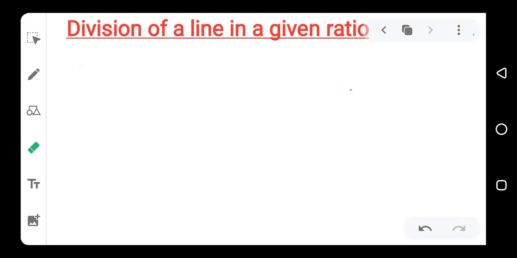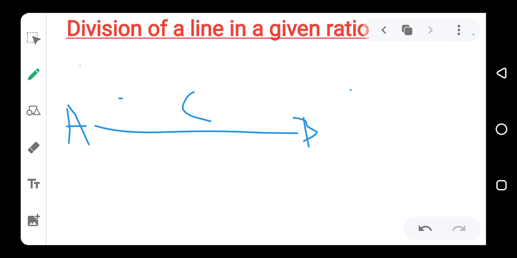In midpoint, if C is the midpoint of this line, then it will divide this line into two equal halves. That means that if this side is 2, this side must also be 2. And we established the formula for finding the coordinates of C.